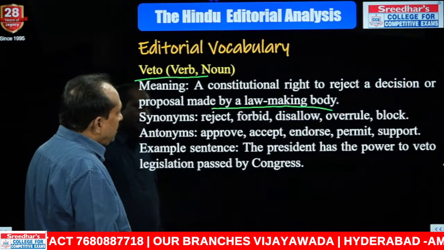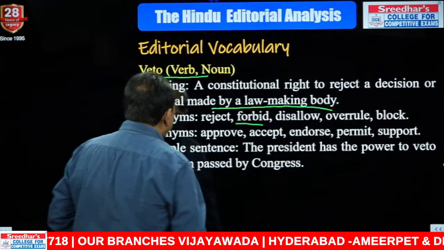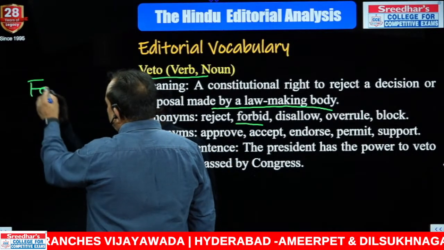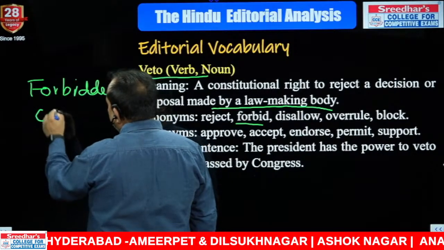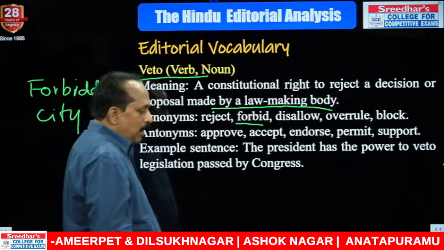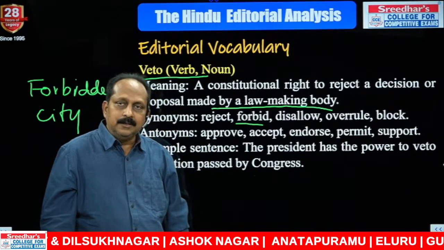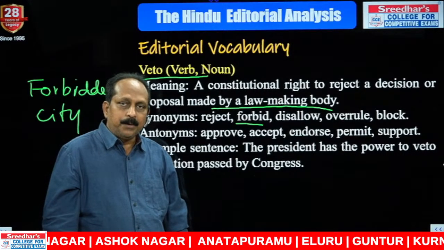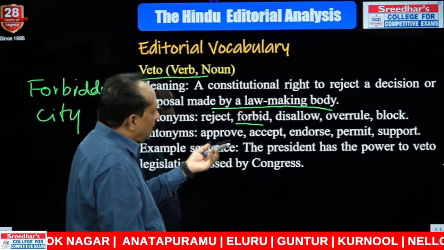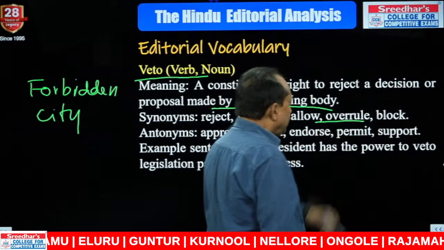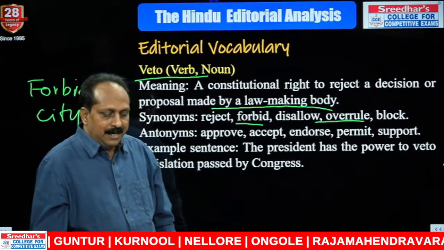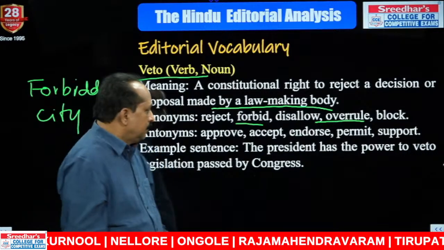Synonyms: reject, forbid. Forbid, actually, there's one expression you guys have to know. Have you heard of this? Forbidden City. Where is this Forbidden City? It is in China. Forbid means to prevent, disallow, overrule. Generally, I say veto means overrule. Someone takes a decision, you overrule that decision.